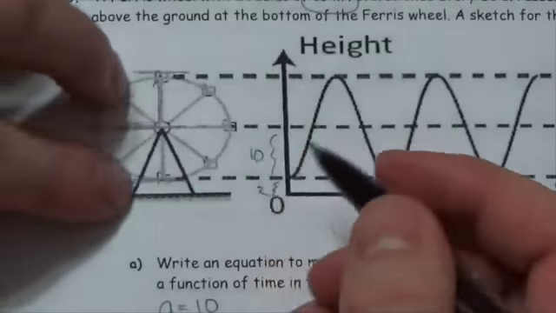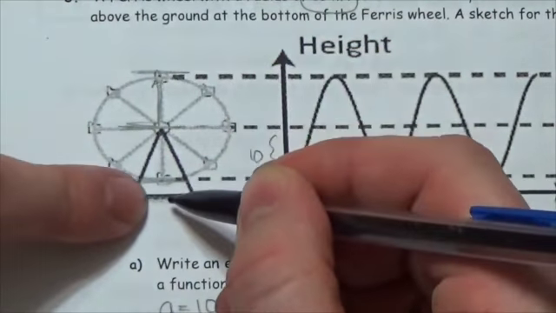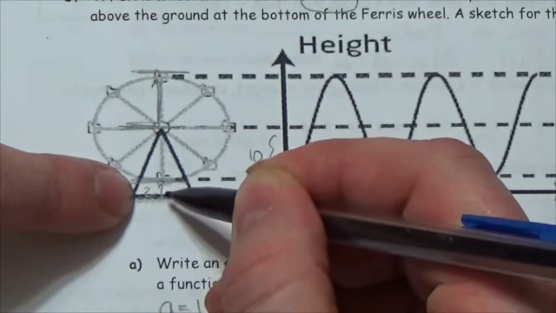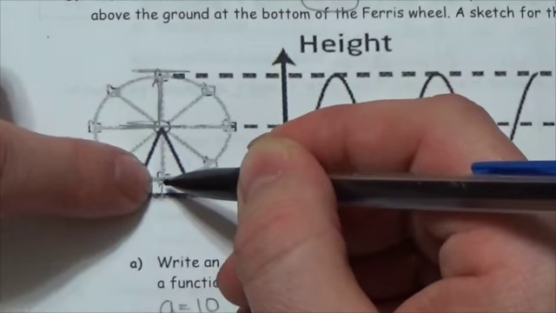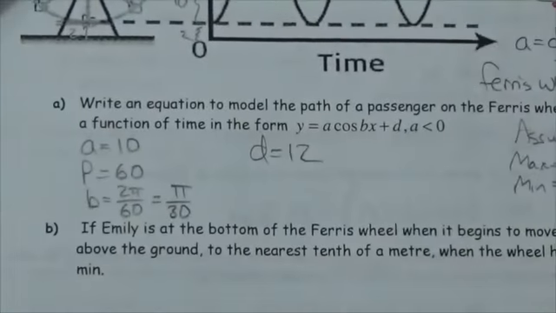Okay, the wheel here, this distance here is 20. But it's been moved up 2. There's a gap of 2 meters. A gap of 2 meters and then the radius, and then the radius again. I hope that makes sense.